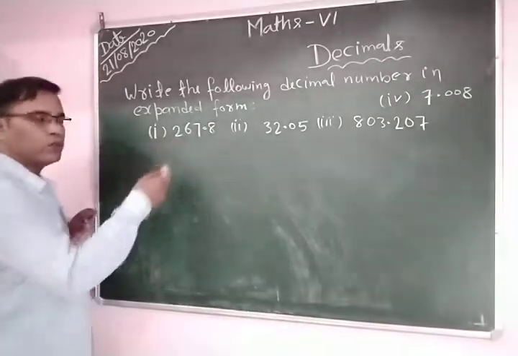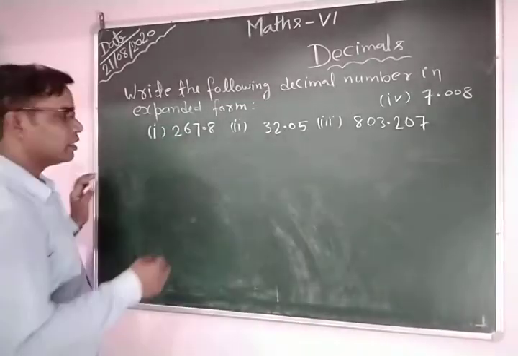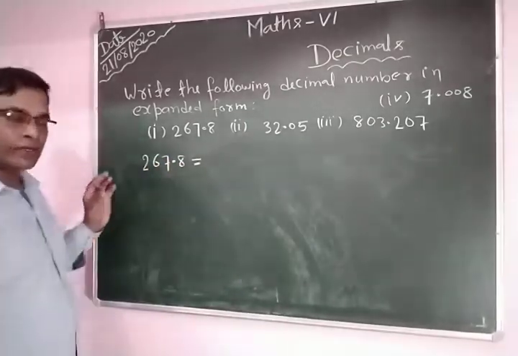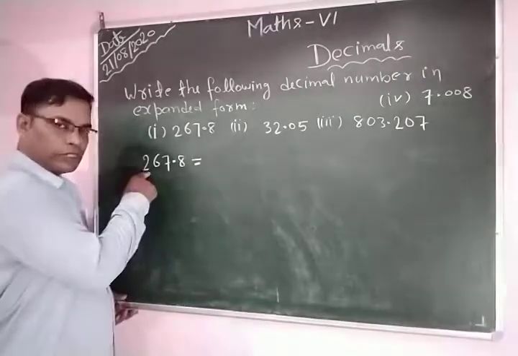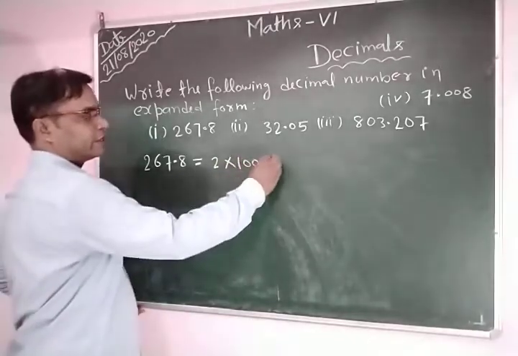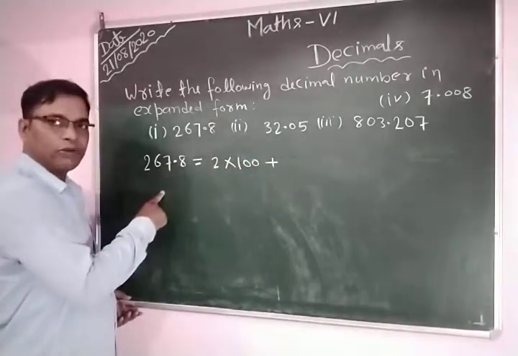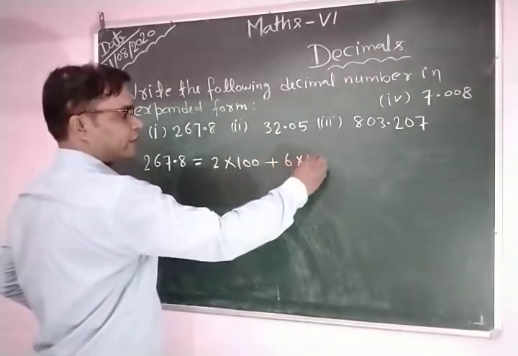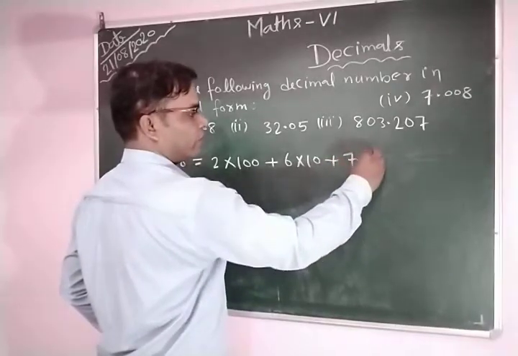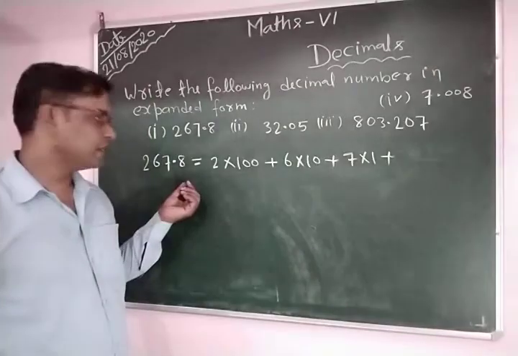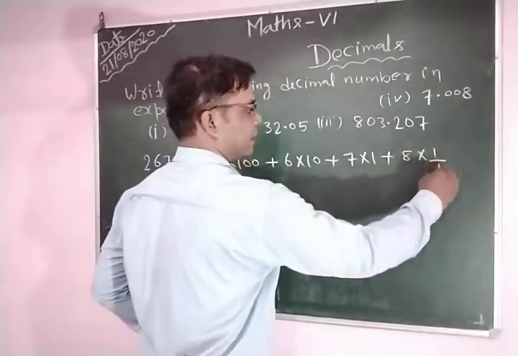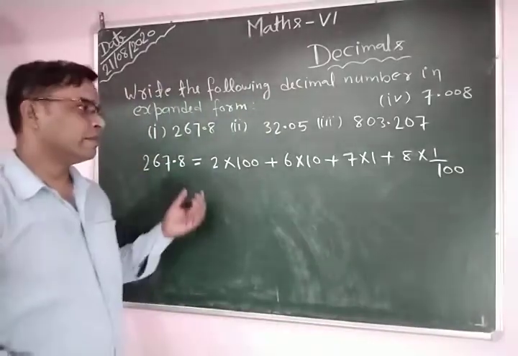Okay, the first number given is 267.8. So you write 267.8, and we are going to expand it. You can see the place value of 2 is hundreds, so you multiply it by 100. Plus, after this, 67: 6's place value is tens, so we write 6 into 10, plus the 7 is in the ones place, so we multiply 7 by 1. The next part is the decimal part: 0.8, this is the tenths place, so you write 8 into 1 upon 10. We can expand it by their place values.